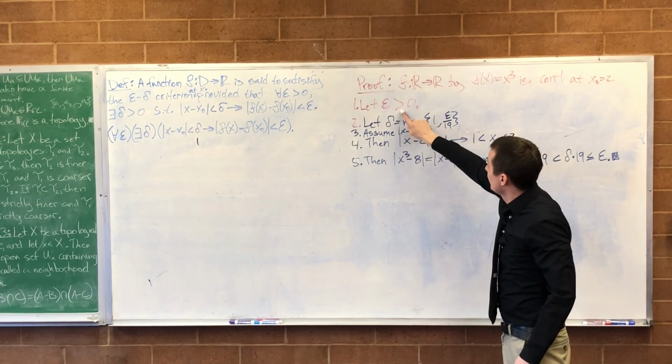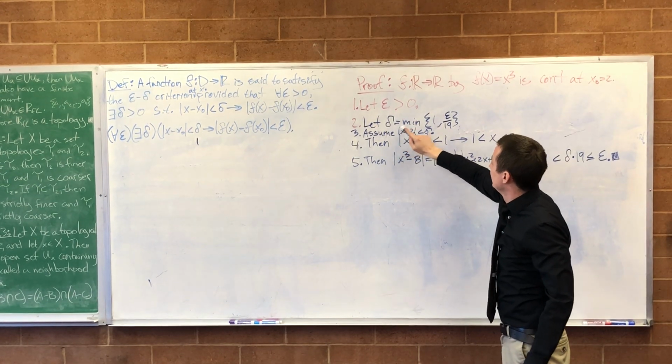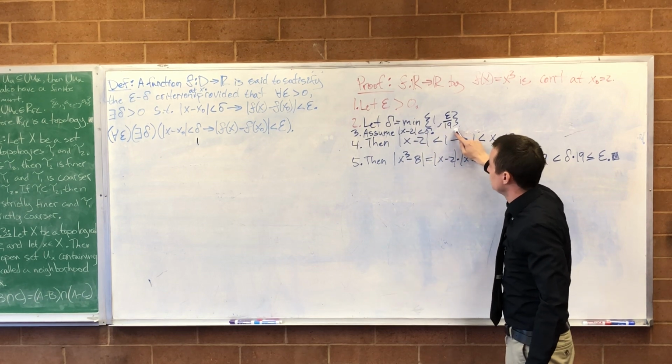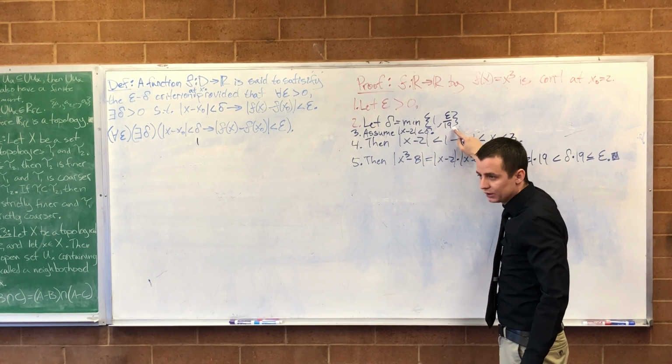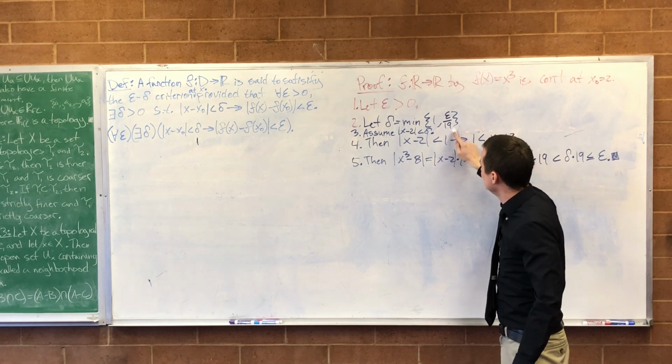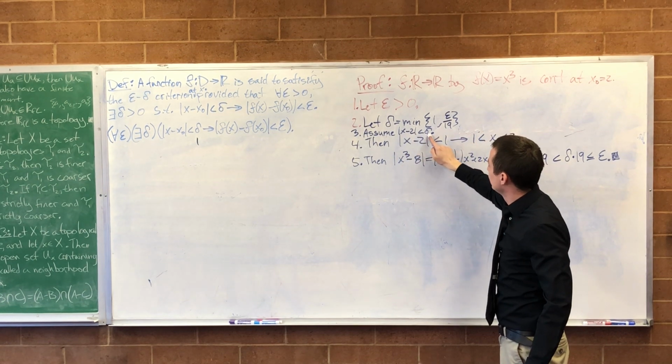So let epsilon be greater than 0. Let delta equal the minimum of 1 and something to be determined later in my proof. I'm going to come back and fill this in. I don't know what this is going to be yet. Assume |x - 2| < delta.